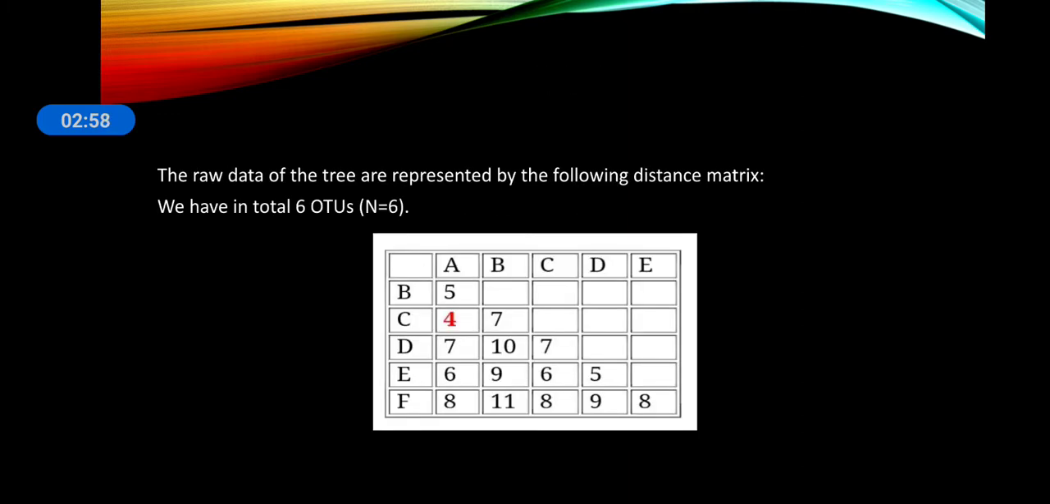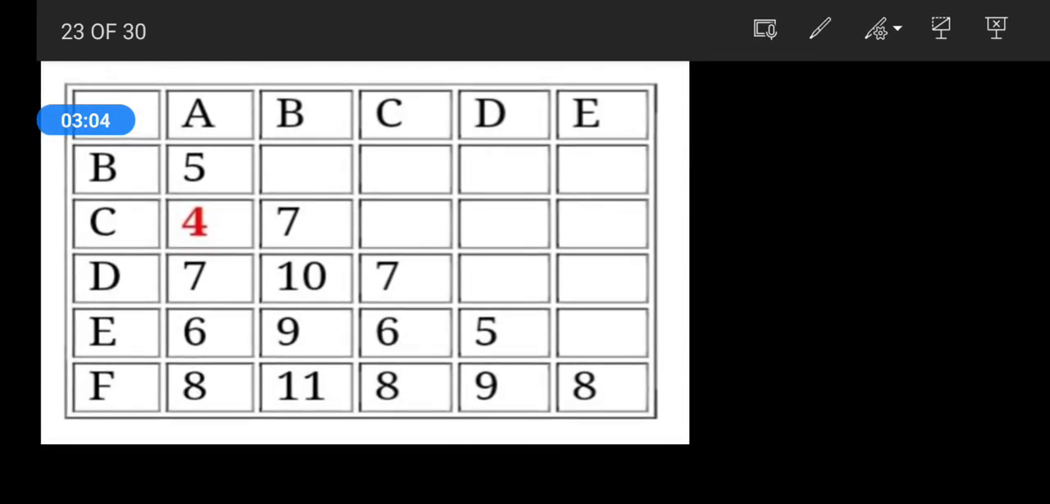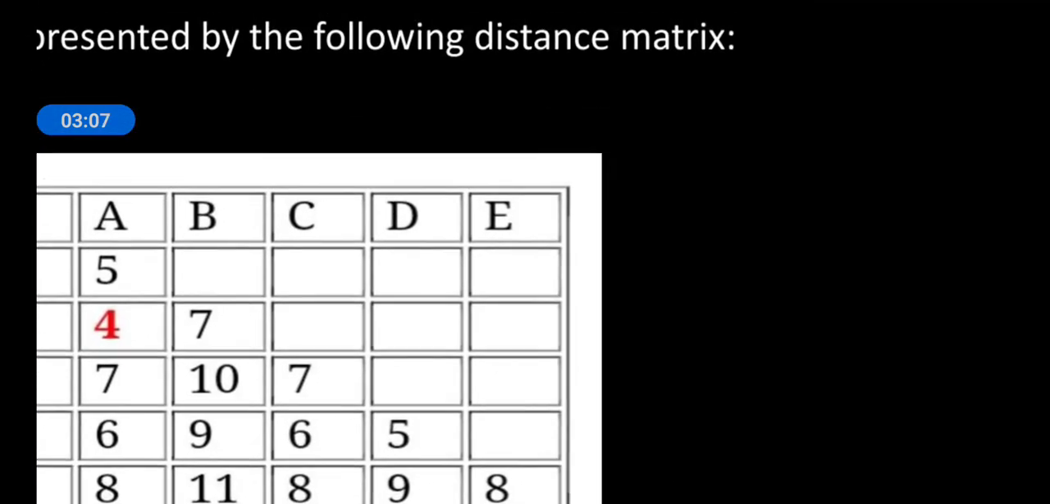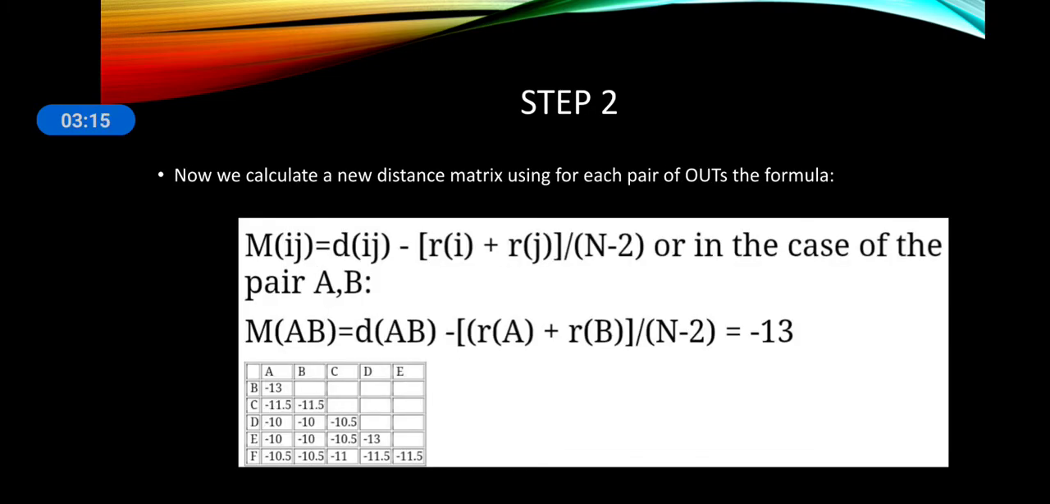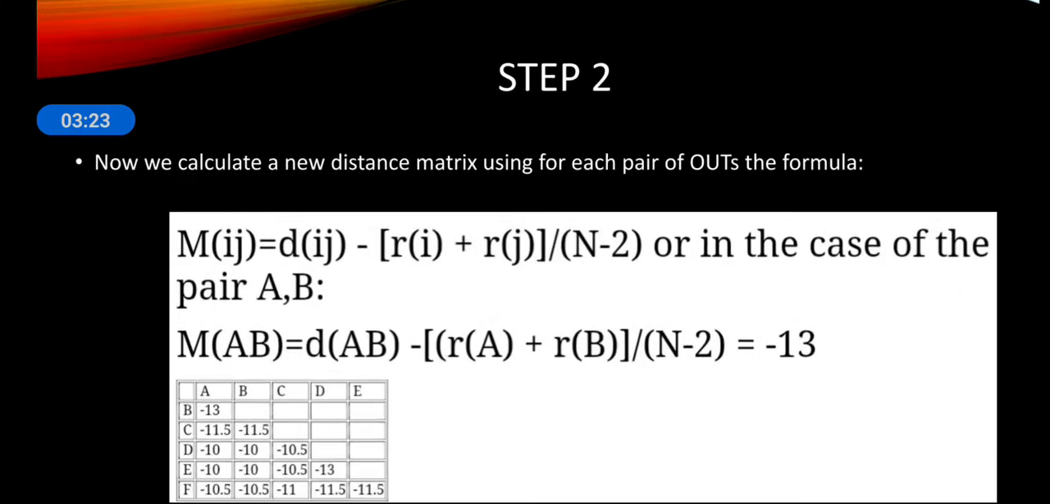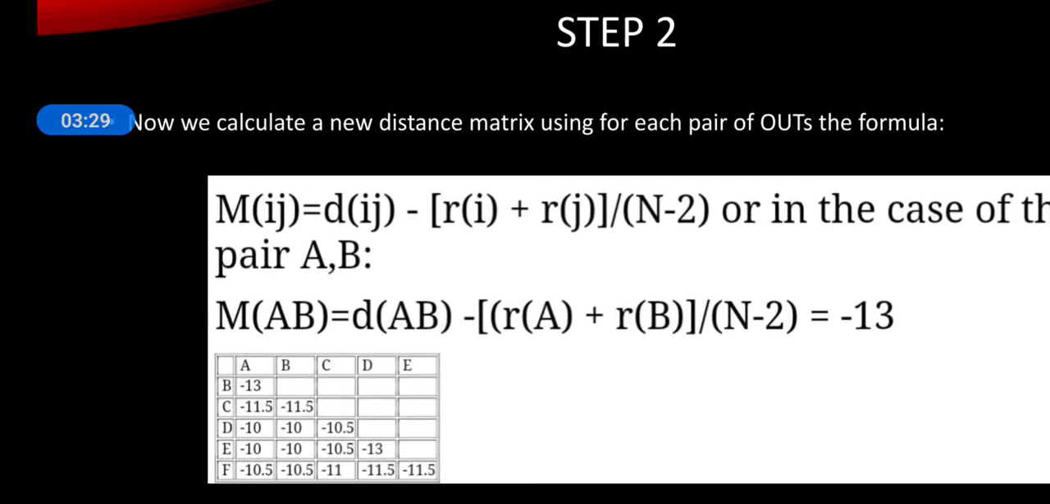In the case of E, you add this column, 8, and this E column, 6 plus 9 plus 6 plus 5, like that. That is how you calculate the net divergence. Now you will create a new matrix using this net divergence for each pair of outgroups, using this formula. The formula is Mij is equal to Dij minus (Ri plus Rj) whole divided by n minus 2. You will see an example.